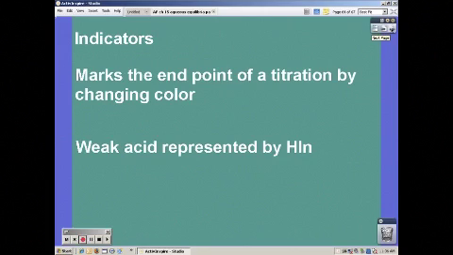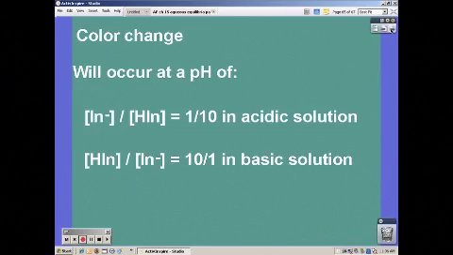Indicators mark the end point of a titration by changing color. Indicators are weak acids that are represented by HIn. H because they're an acid, and In for indicator. So you want the color change or the end point to be as close to the equivalence point as possible. So you need to know when the color change will occur.